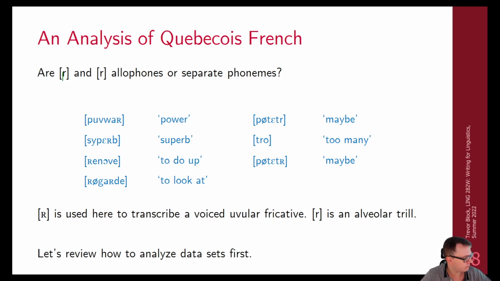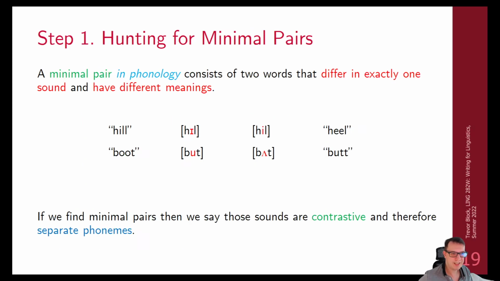So here's a question. How do we determine if two sounds are allophones or separate phonemes if we're looking at another language? So here's an example of Quebecois French. So we have some words and their pronunciations. We have a uvular fricative with the capital R and the lowercase r as a trill. I can pronounce neither of those, but online you can see how those are pronounced.